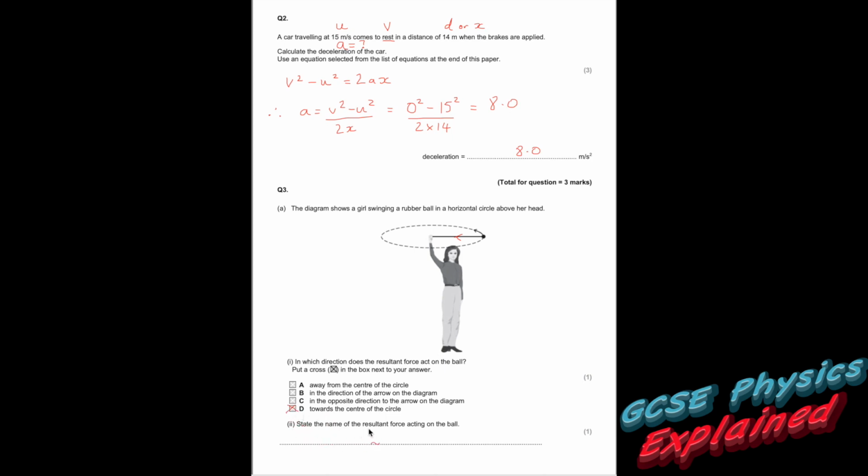Part 2. State the name of the resultant force acting on the ball. Well, that particular kind of force that pulls things to the centre of a circle, we call it a centripetal force. Gravity is also an example of a centripetal force. In this case, however, it's tension in the string.